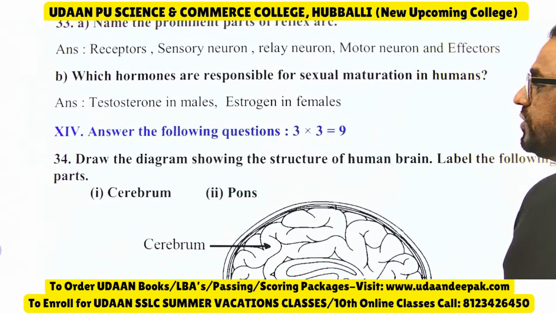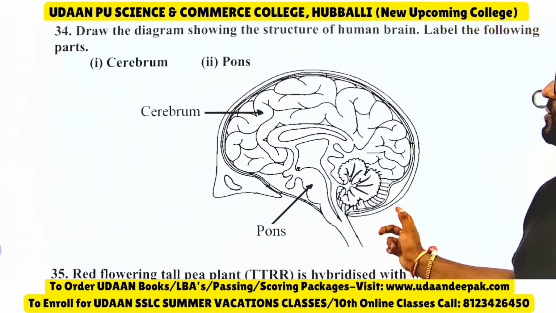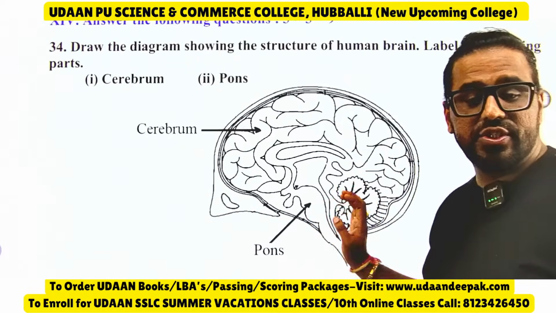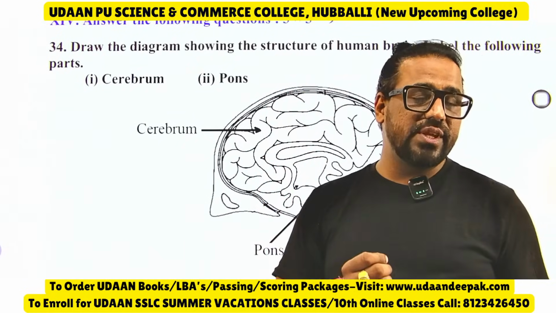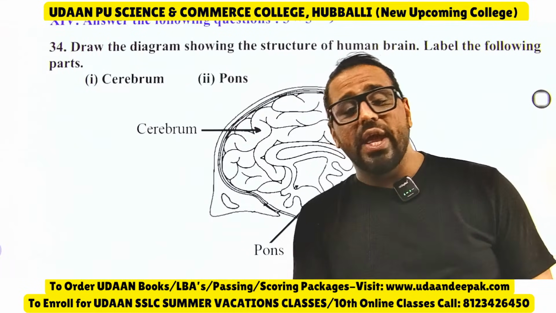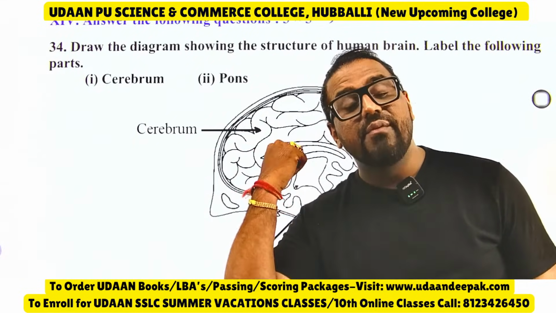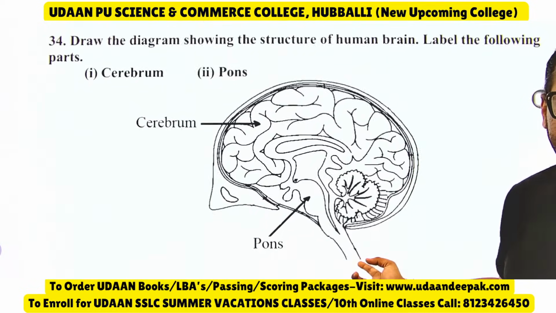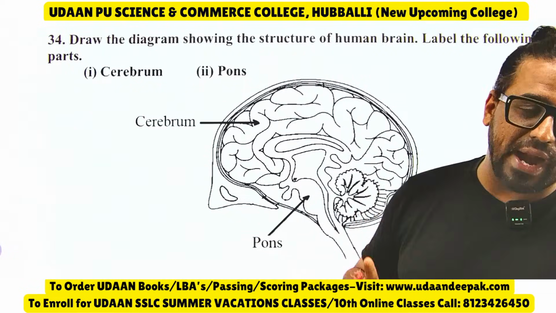Yes, coming to the next one: draw the diagram showing the structure of the human brain and label the parts. See, last year in all three examinations, exam 1, exam 2 and exam 3, they have given this brain only. So possibly the brain and the heart, both of you should solve.